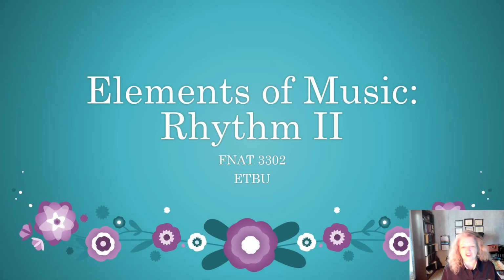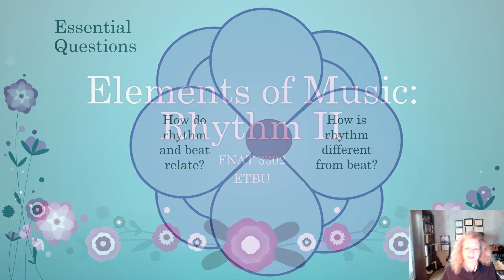This is the lecture for Elements of Music, Rhythm 2 for FNAT 3302 in Unit 2. We are going to work to derive rhythm one more time with rhythms that we've already learned.